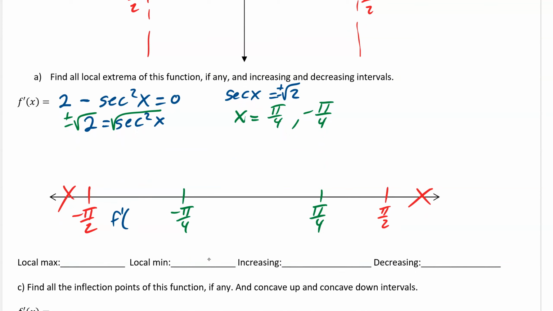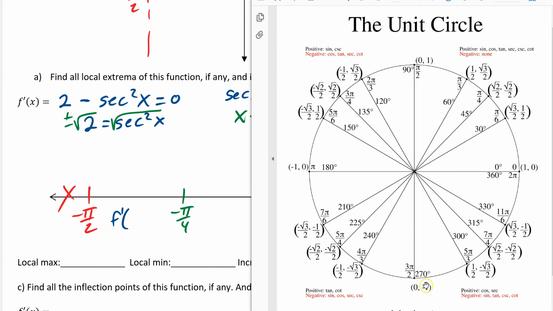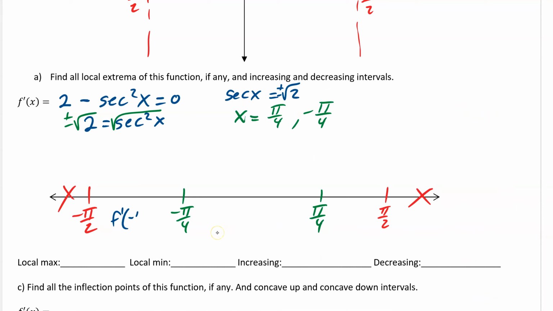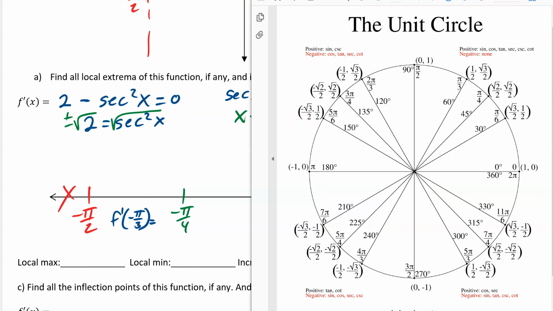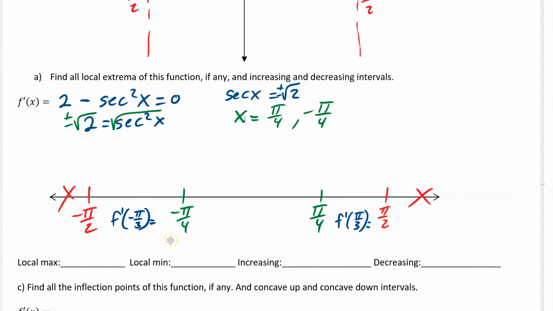So something in between there, you can again pull up the unit circle and easily find it. So between pi over 4, negative pi over 4 and negative pi over 2, we would get negative pi over 3. And pi over 3 on the outsides. So negative pi over 3 and f prime of pi over 3. And then you're going to hate me in a minute. And then something in between negative pi over 4 and pi over 4, how about 0?